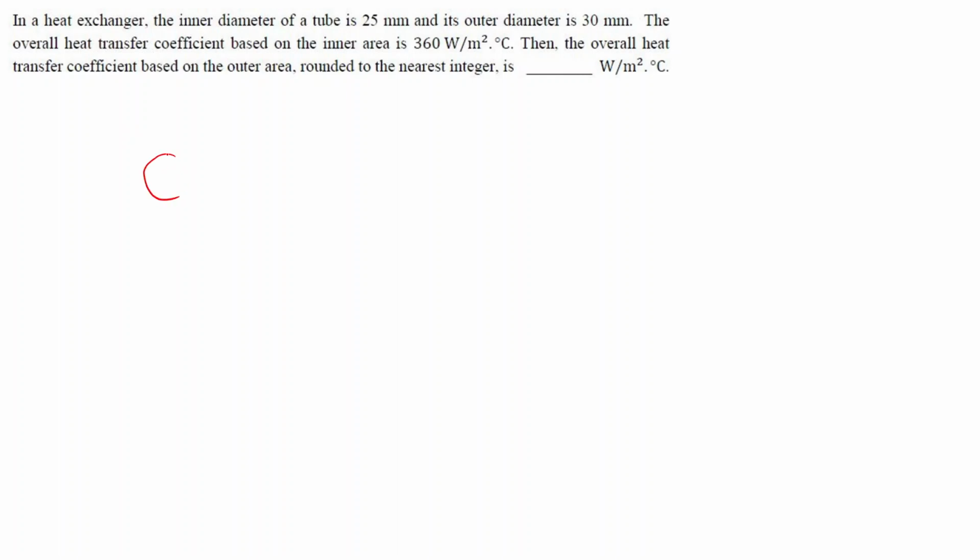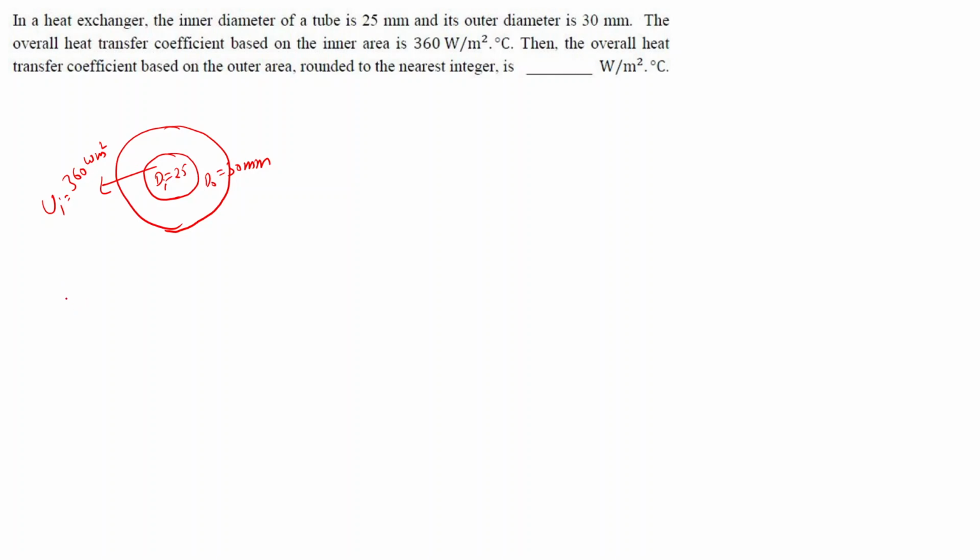So this is our inner tube for which the diameter we have been given as 25 mm. This is my outer tube for which the diameter d0 is given as 30 mm, and Ui, that is heat transfer coefficient based on the inner area, we have been given as 360 watt per meter square.